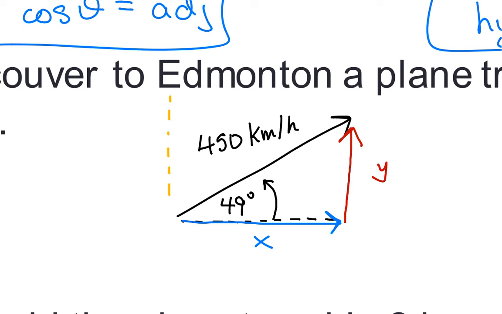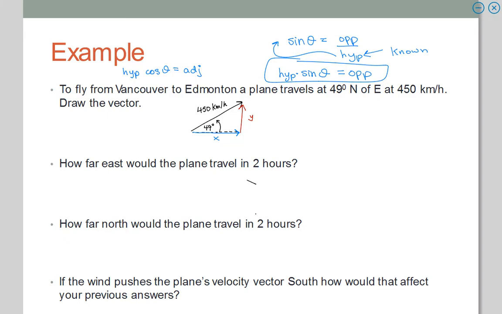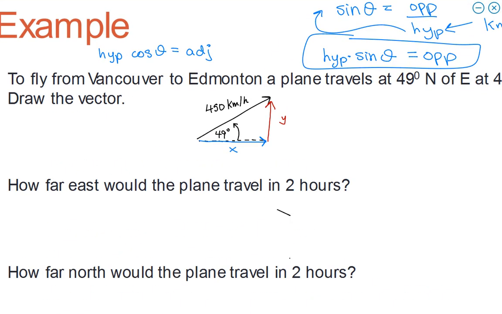Okay, let's just actually solve the problem now. What you can always do, as a good first step, is to just find those components. Y will equal 450 sine 49, and x will equal 450 cos 49.